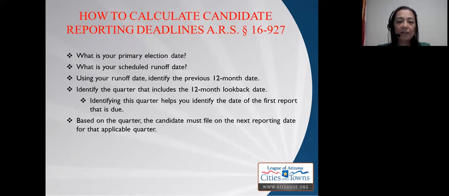So how do we calculate reporting deadlines for candidates? This is essentially the formula. You determine what your primary election date is, and then your scheduled runoff date. And then using your runoff, you identify that date 12 months before, and then figure out which quarter that lands in, and that helps you determine the due date for the first report.